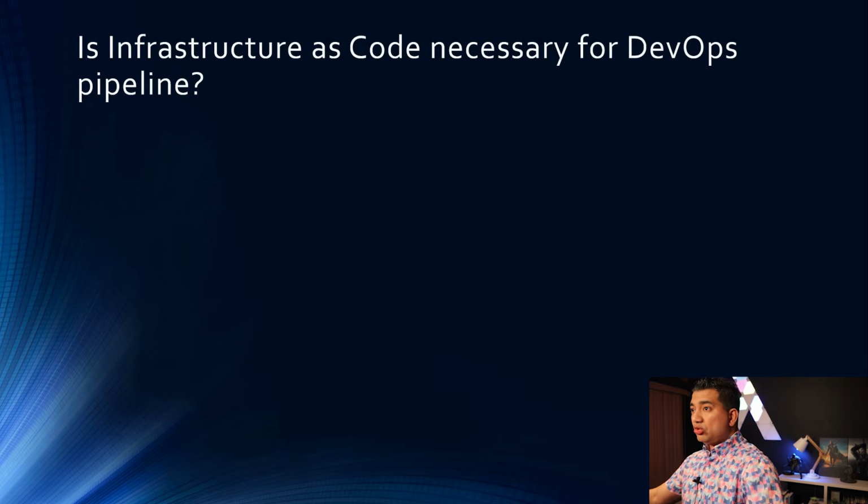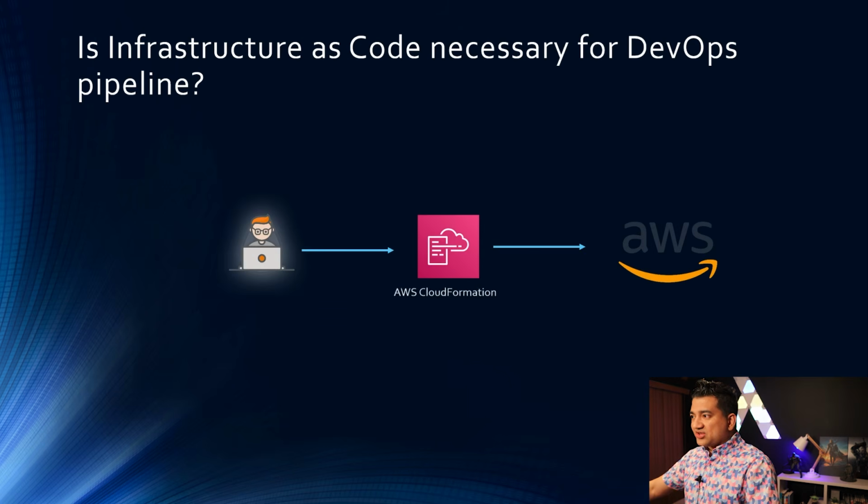Moving on, is infrastructure as code necessary for DevOps pipelines? So this is a trick question, right? So an infrastructure as code example is AWS CloudFormation, right? So you can run a CloudFormation from a DevOps tool or yourself, and it spins up AWS infrastructure.